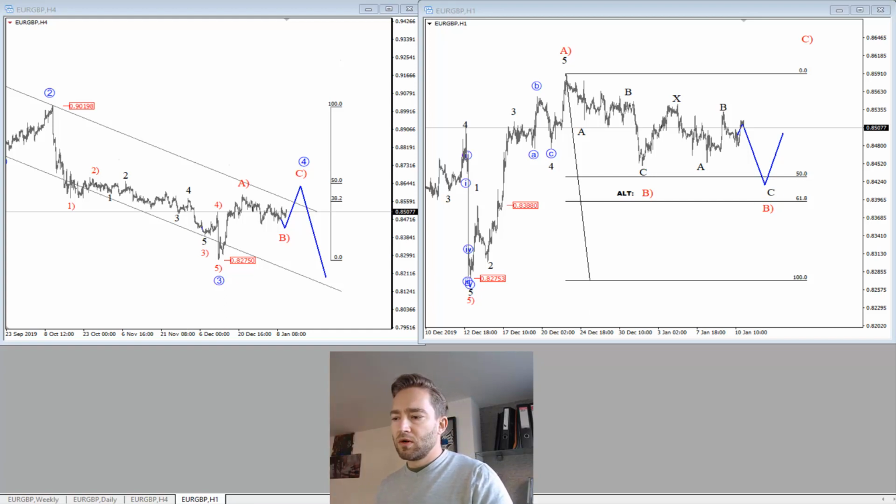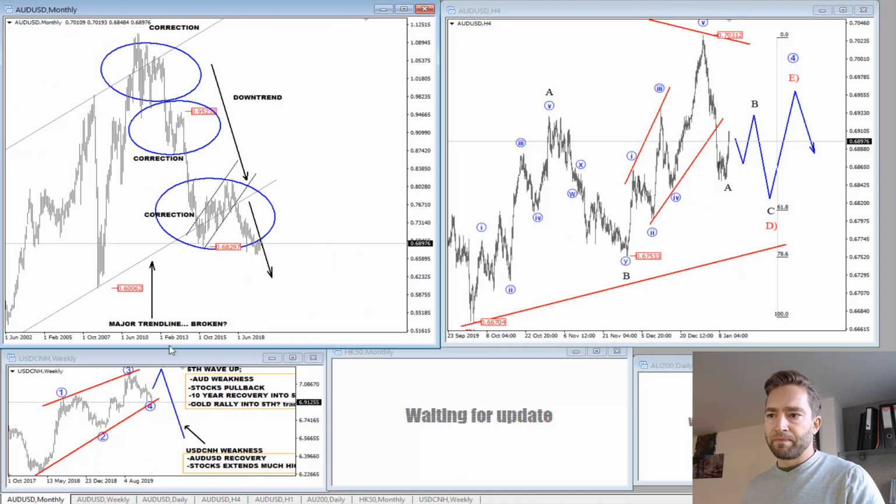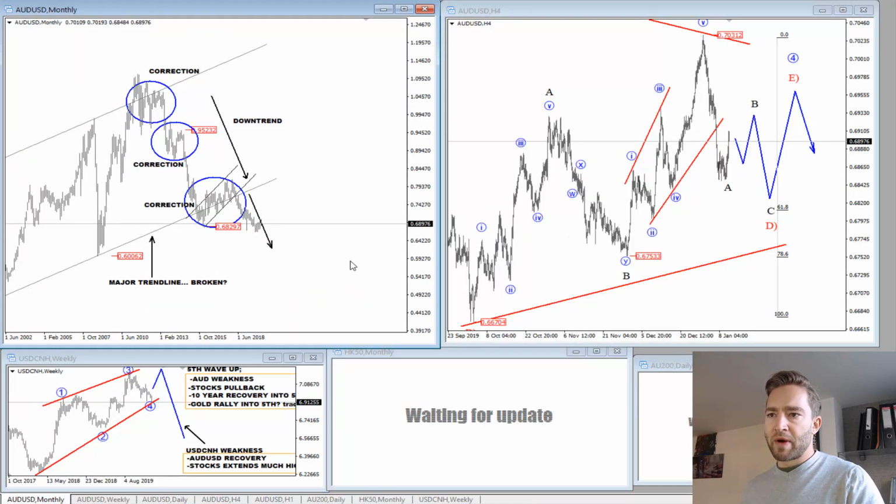Okay, now let's take a look at Aussie dollar. Now, Aussie dollar is definitely in a bearish mode, especially when looking at this monthly chart. We also took out some very important trend line support.